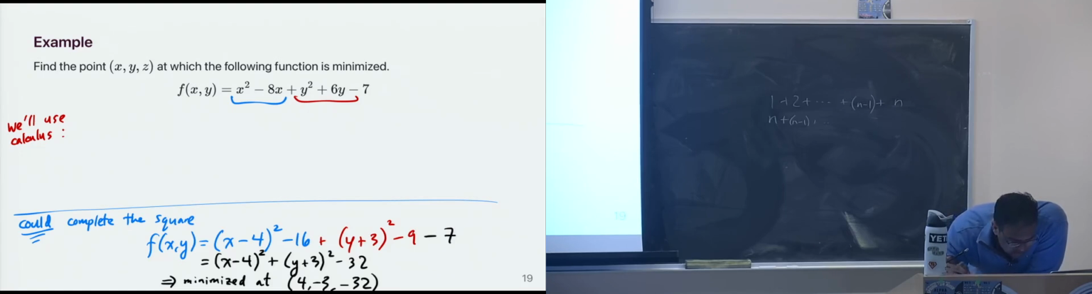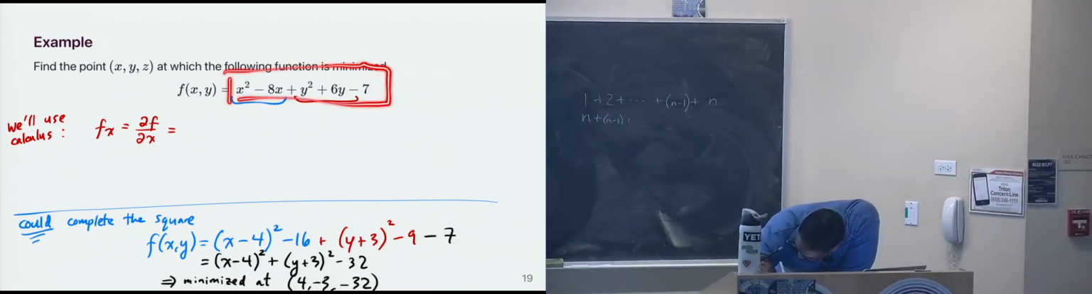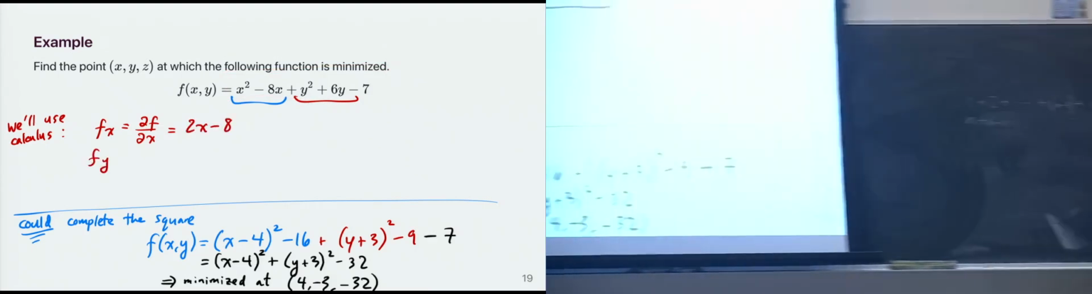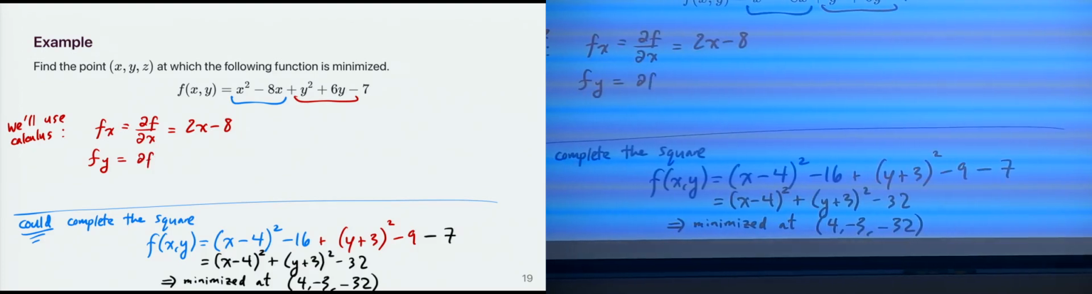Using calculus, you need to find the partial derivatives with respect to both variables. Now, sometimes you'll see it being written this way, but I'm going to write it this way because it'll be more consistent with what we're doing after. What's the partial derivative with respect to x? Well, what's the derivative of this whole thing with respect to x? To me, it looks like 2x minus 8. I also need the partial derivative with respect to y. To me, that looks like 2y plus 6.